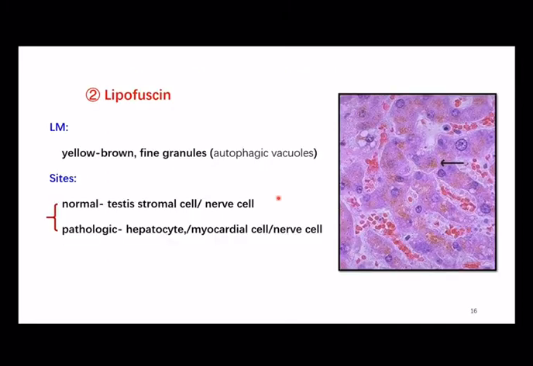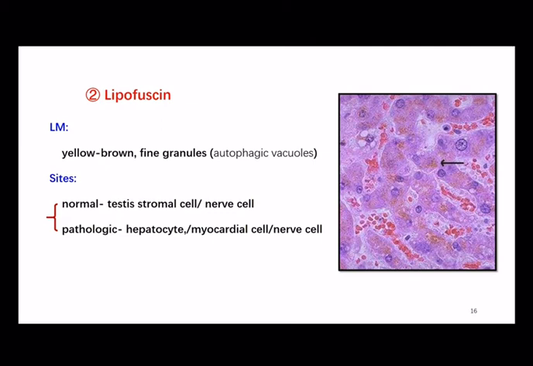Lipofuscin, we talked about it in cellular adaptation. When certain cells undergo atrophy, there will be lipofuscin deposit in the perinuclear area, just like here, and here. Tiny brown granules. It appears in hepatocyte, myocardial cells or nerve cells with aging or with severe malnutrition.